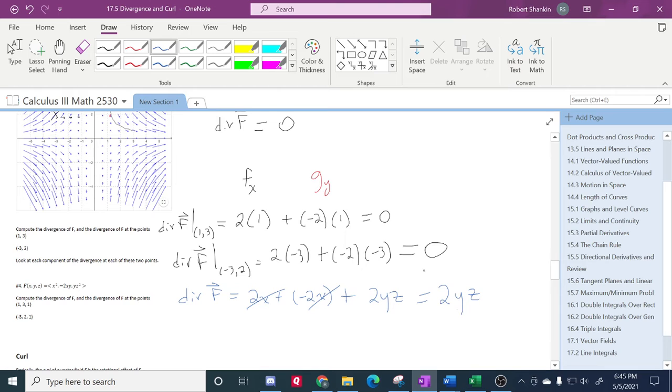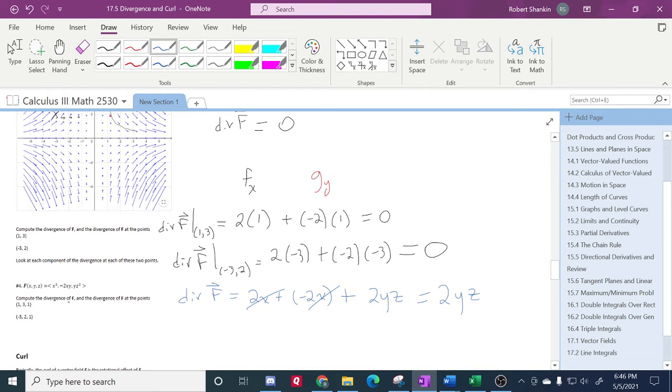So in this one, we have 3 contributions to the divergence in 3 space. As we move in the x direction, as we move in the y direction, and as we move in the z direction. The x and y directions cancel each other out as far as divergence goes. But the z direction provides us this divergence.